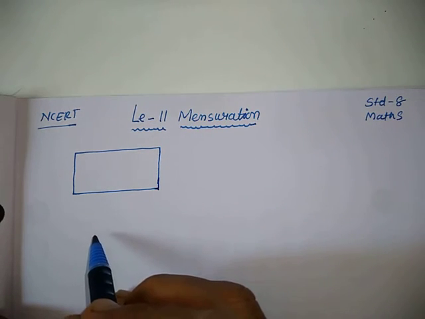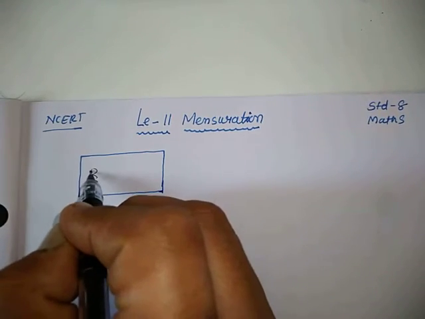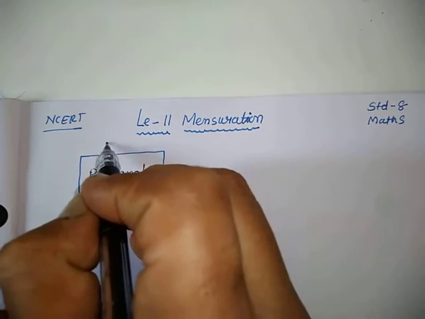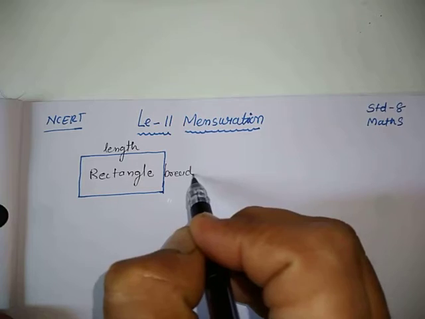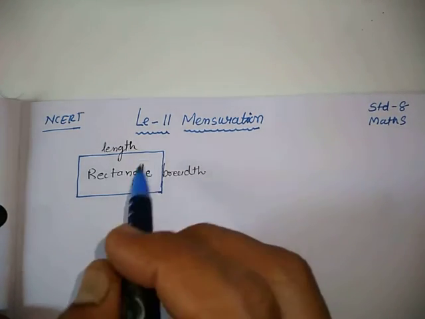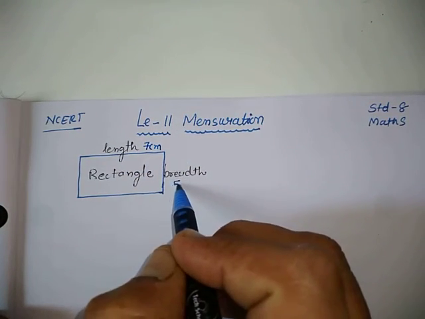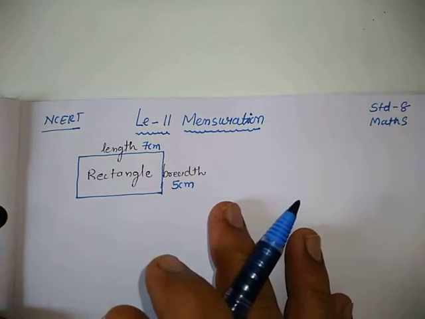Which figure is this? You know it very well. This is a rectangle. A rectangle has length and breadth. Suppose it is given 7 centimeter length and breadth is given 5 centimeter, and we are asked to find the area and perimeter of this shape.